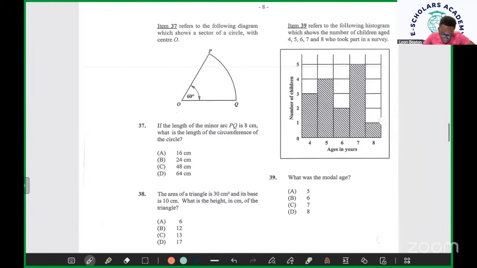If the length of the minor arc PQ is 8 cm, what is the length of the circumference of the circle? This angle is 60 degrees, and we know the whole circle has 360. So let's see how many sixes we can get from 360. 360 divided by 60 is 6. So we just multiply 8 by 6 to get the whole circle, because it is split into 6 parts. 8 times 6 is 48.